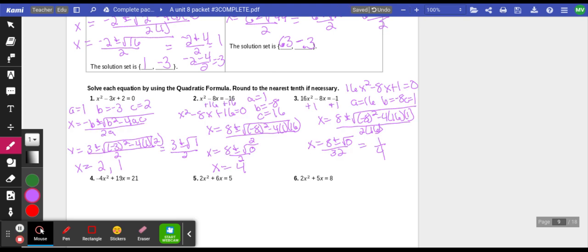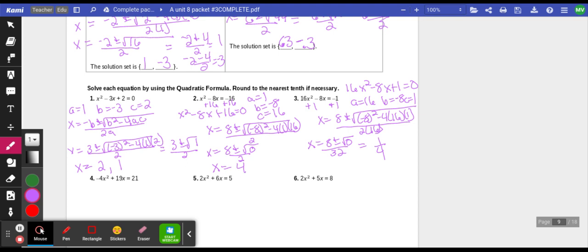Okay, so number 1, a equals 1, b equals negative 3, c equals 2. Substituted that into my formula, which is negative b plus or minus the square root of b squared minus 4ac, all over 2a. I got 3 plus or minus the square root of negative 3 in parentheses squared minus 4 times 1 times 2. And underneath the radical, that equals 1. So it's 3 plus or minus the square root of 1, over 2, which gives me the answers of 2 and 1.